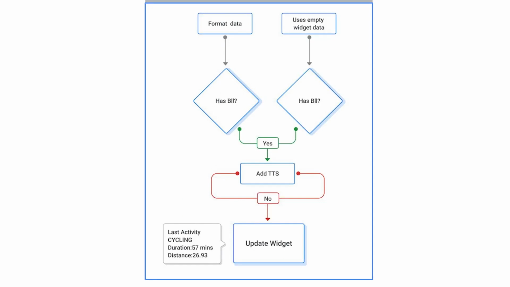Next, as part of the formatting of the data, we'll need to check if it was triggered by a BII, regardless of whether it has a parameter or if it was a fallback intent option. That way, the text-to-speech content can be created. Finally, the widget is updated with the appropriate information. With this overview of how the app will need to be modified, let's go over with Matthias to download the starter code and implement these changes.